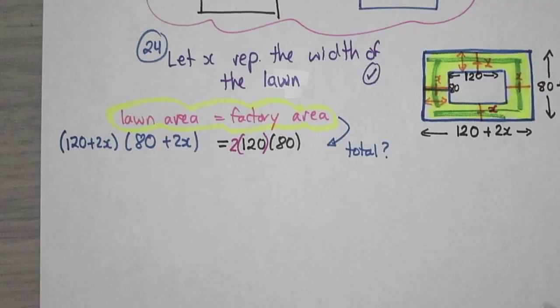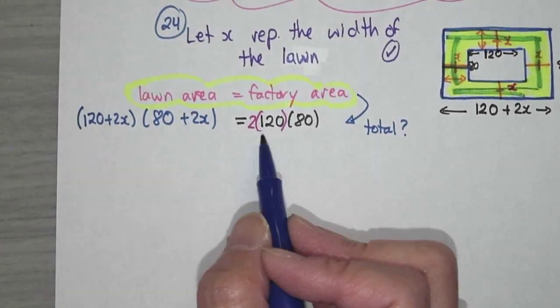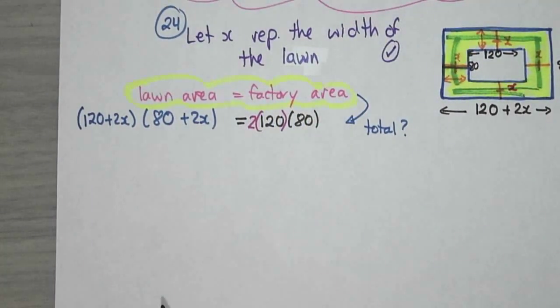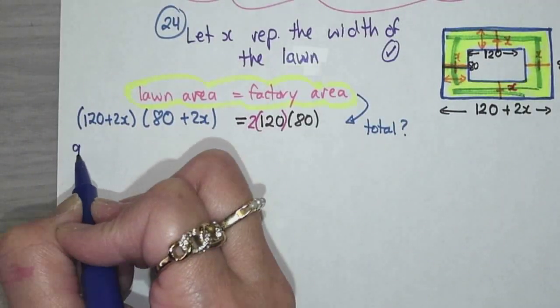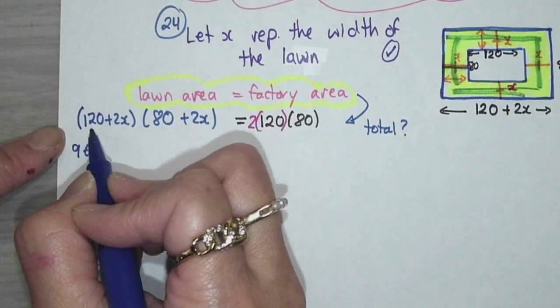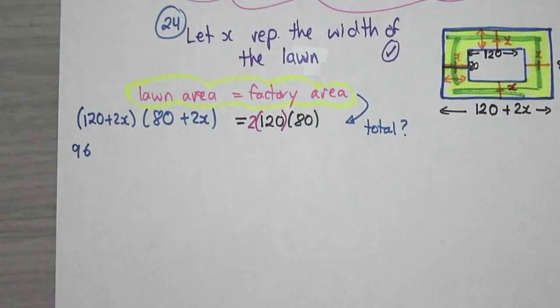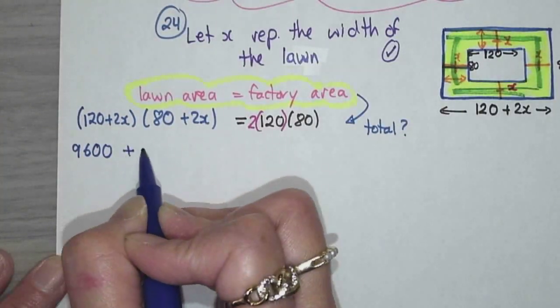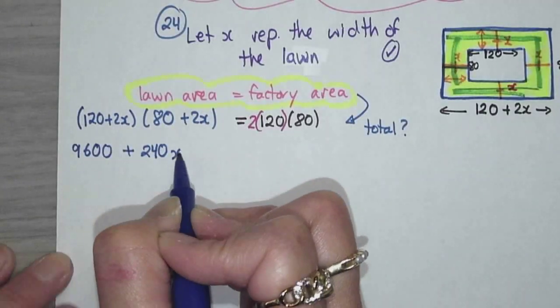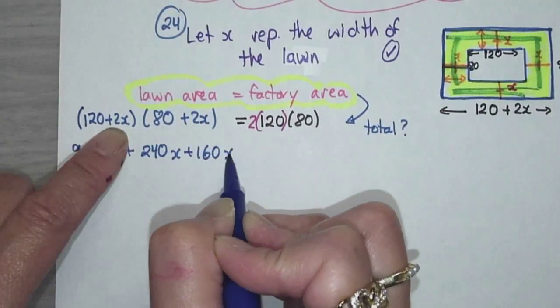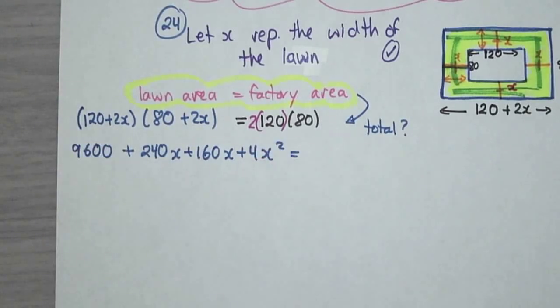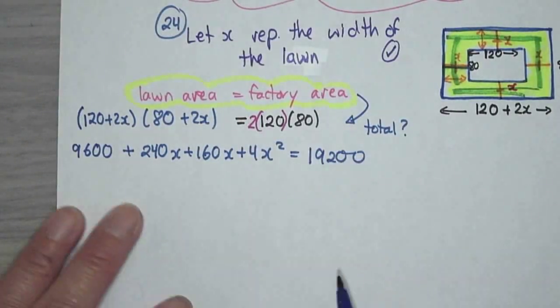Okay, so here we go ahead and solve it. That's a little bit easier now. So this actually ends up being this total area. 120 times 80 is 9600, plus 240x, this one times this one, plus 160x plus 4x squared equals, and I have 120 times 2 times 80, which gives me 19200.